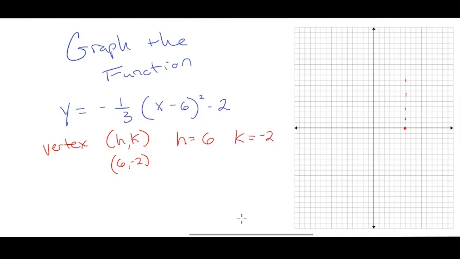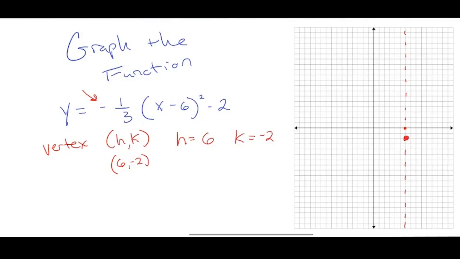And I'll draw my axis. And the vertex then is (6, -2). I also know that this one is going to curve down because it is a negative function.